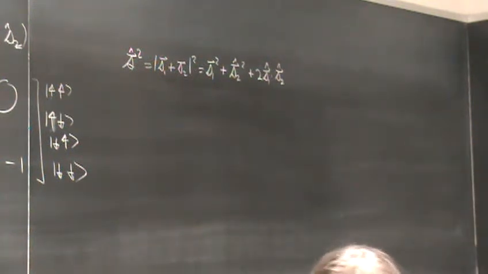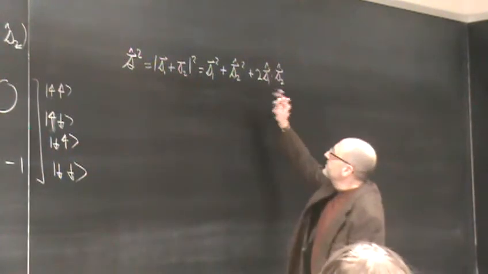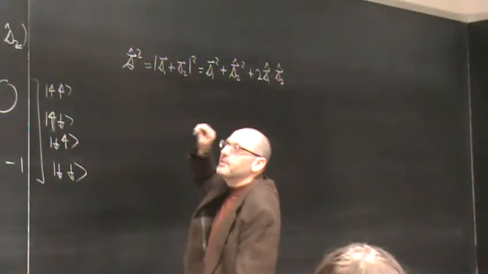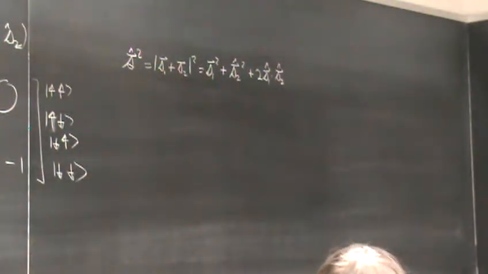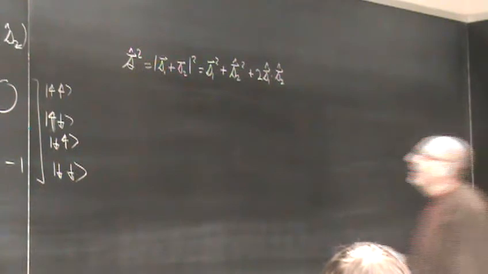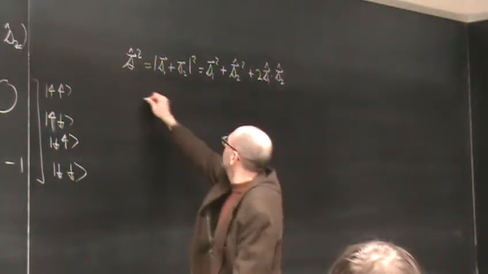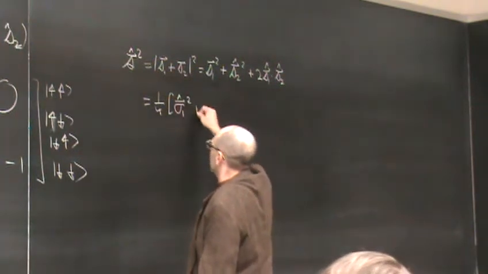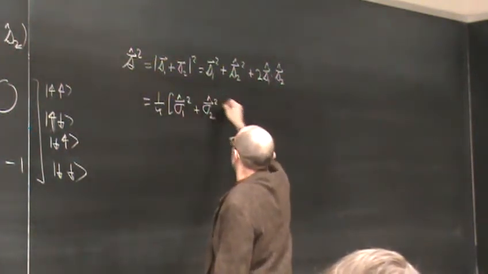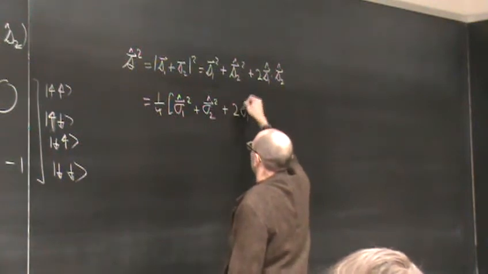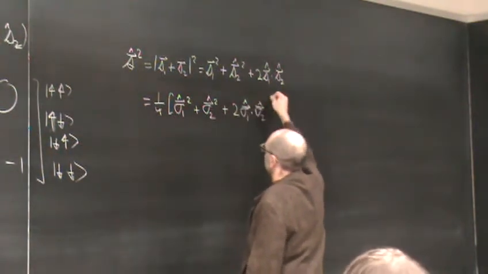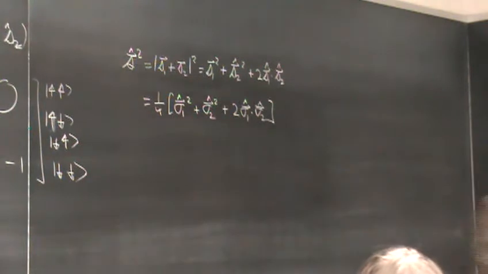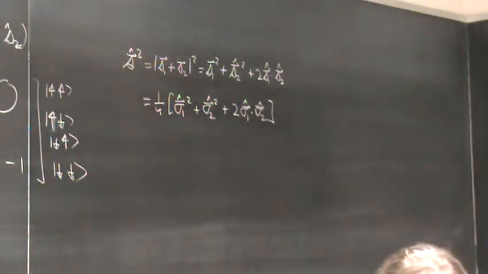Right, so we want to write a representation of this. First of all, it's always easier when dealing with spin 1/2 to deal with the Pauli operators. So I'm going to factor out the 1/2, and this becomes then 1/4 times sigma 1 squared plus sigma 2 squared plus 2 sigma 1 dot sigma 2. Okay? Factoring out the 1/2. We already got rid of the H bar. That's why they're small letters.